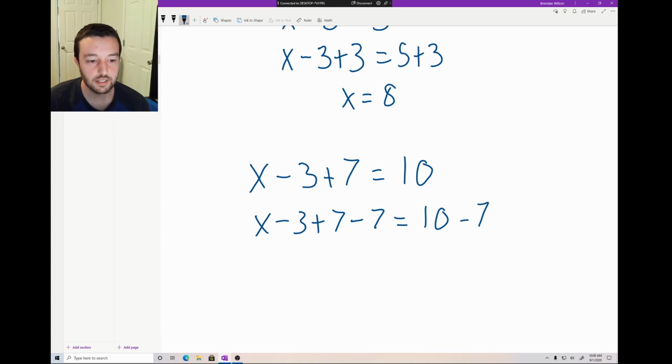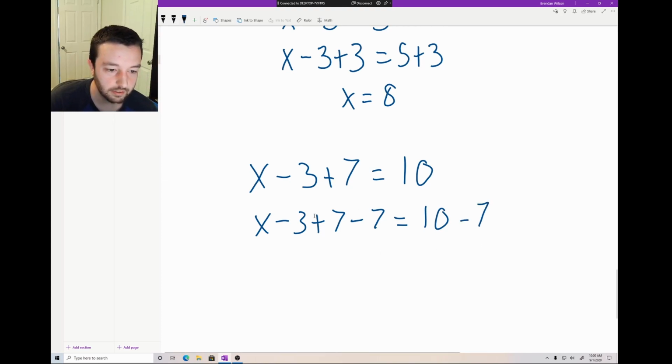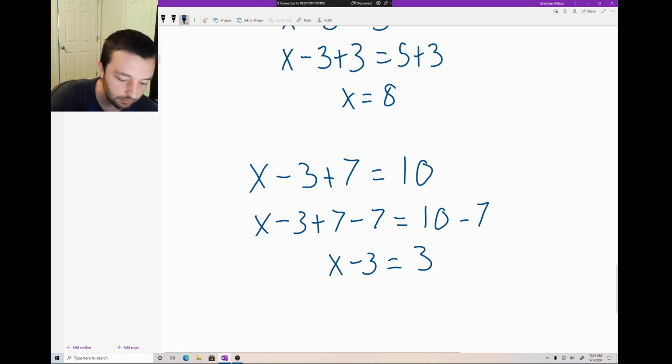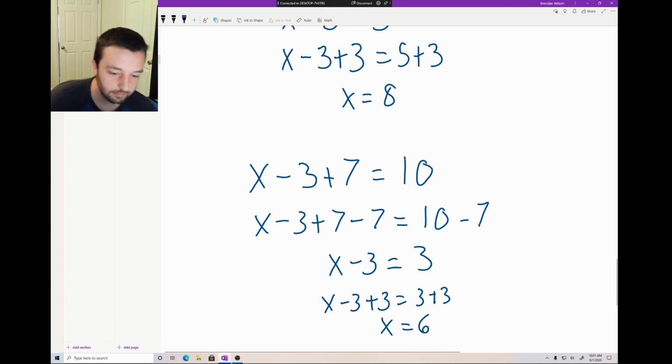Okay. So this gives us a 0 right here so that the +7 is gone. And then we have x minus 3 equals 10 minus 7 is 3, so we get 3. And now we can add something to both sides. Just like we did in the last problem, we want to add 3 again to get rid of the -3. Okay, so this is 0 right here. So we end up getting x equals 6.